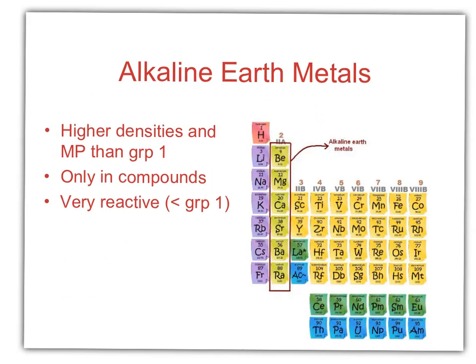Alkaline earth metals, which is group 2, and they're going to, of course, form +2 charges because they're going to lose those 2 valence electrons, are a little bit higher in density than group 1, a little bit higher in melting point, but less than the transition metals. They are still so reactive that you only find them in compounds. They're not going to be found naturally in matter. And they are very reactive, but less than group 1. So most reactive, second most reactive.